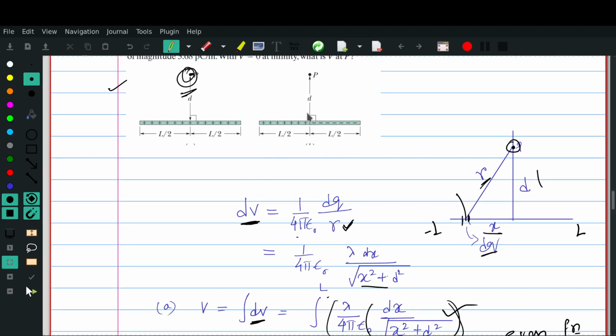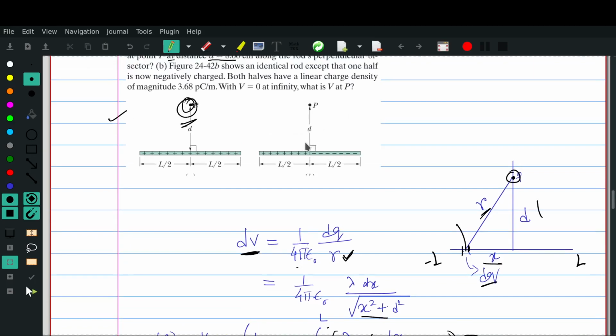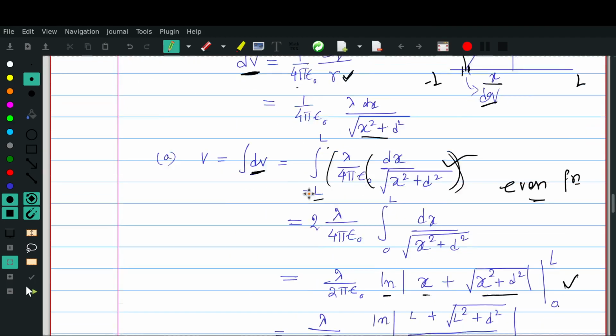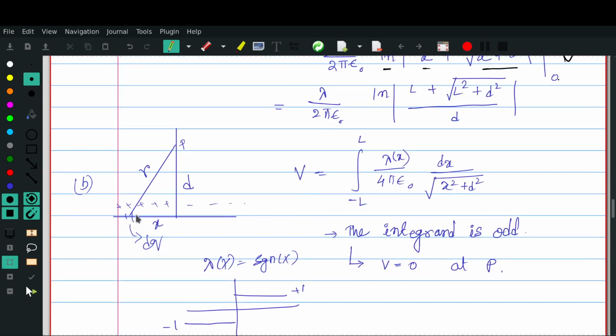And there is a second problem which is also related, which also talks about a rod which has some charge. This has some plus lambda charge density, and this has minus lambda charge density. They are asking to calculate the potential at this point P. We will do this similarly. We will assume that there is a dq charge. Now here the dq is actually x dependent, because on the right hand side we have some positive charge, and on the left hand side we have some negative charge.